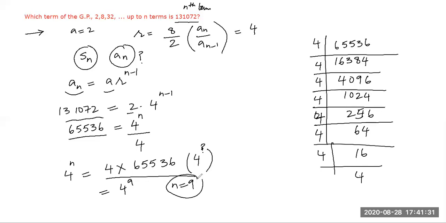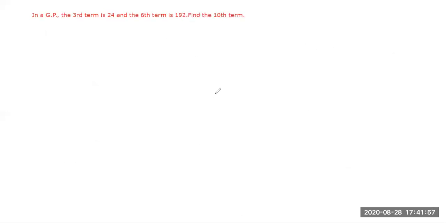Is it right, students? Let's count 1, 2, 3, 4, 5, 6, 7, 8. So this will be 4 to the power 8, into 4 is 4 to the power 9. So n is 9. Am I right, Ishma? Yes, sir. Okay, next sum. Please keep yourself mute.